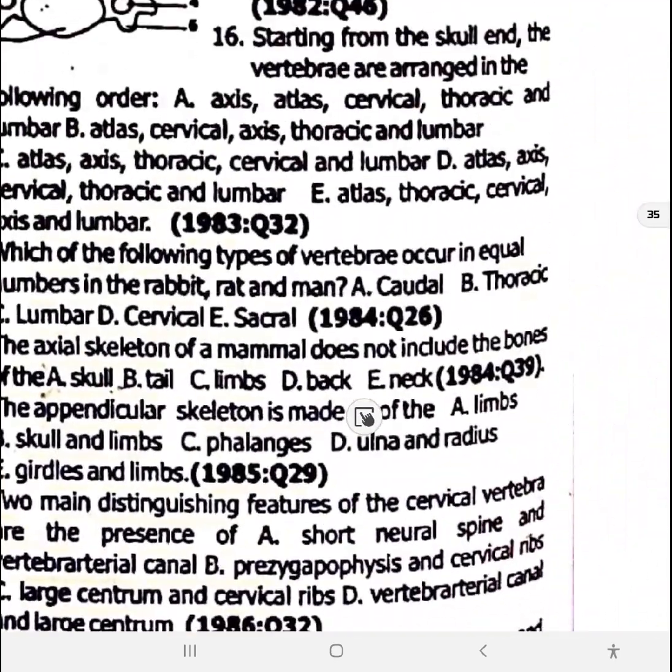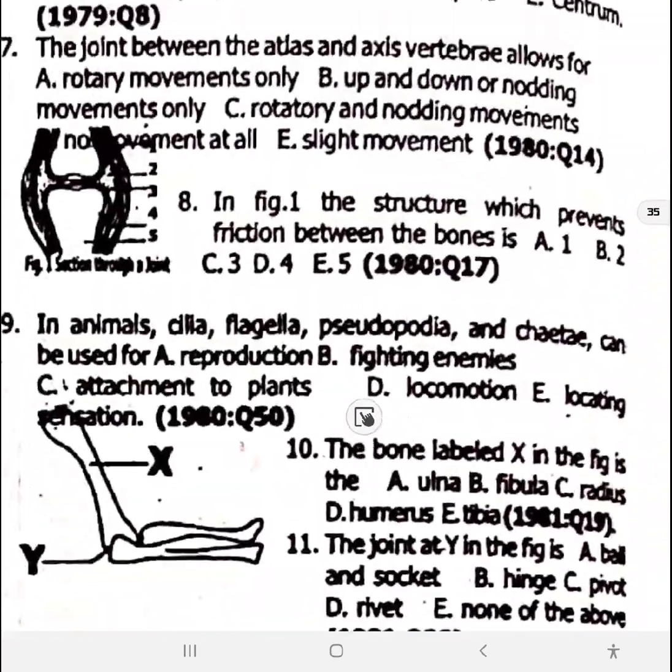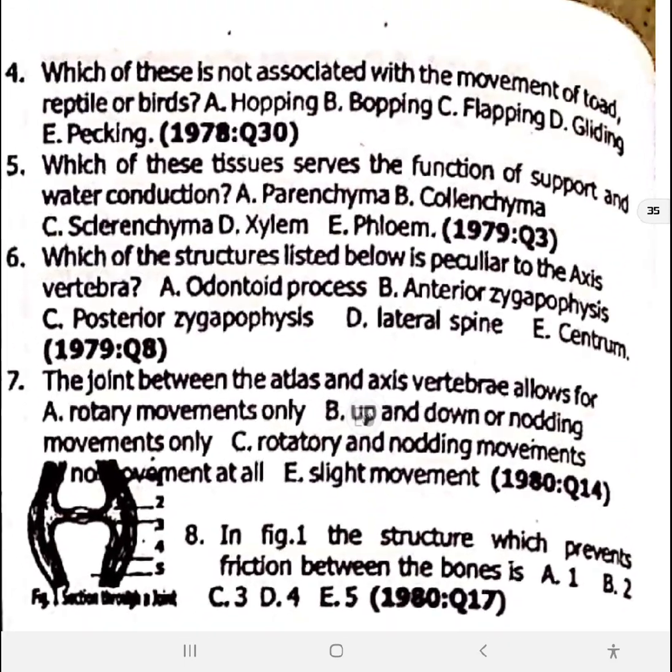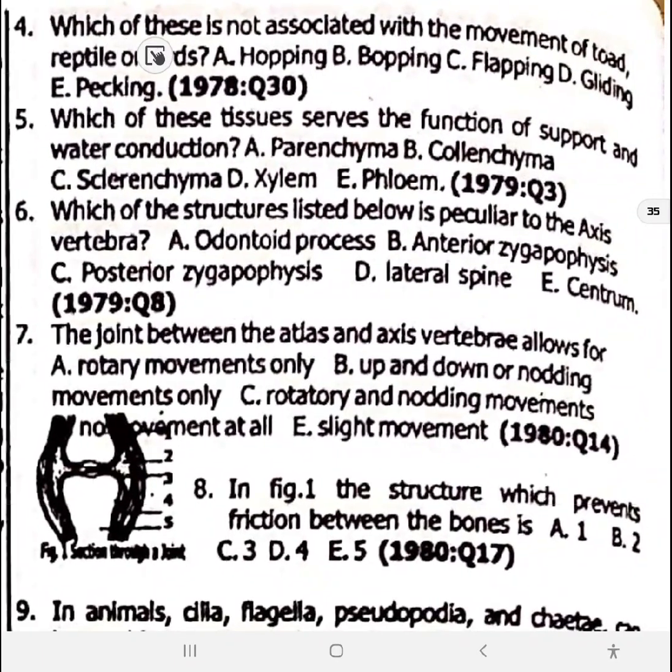Now let's go to number 4. Not too large a chapter, but there's a whole lot of notes to take down. Which of these is not associated with the movement of toad, reptiles, or bird? Pecking is not associated with them. Option E. Pecking is related to birds in the form of feeding, the way they peck on something when they are about to feed, not really for locomotion. So 4 is E. 5, which of these tissues serves the function of support and water conduction? We touched it already. Number 1, xylem.